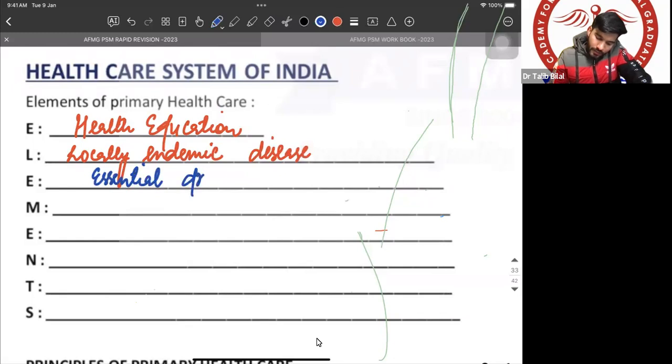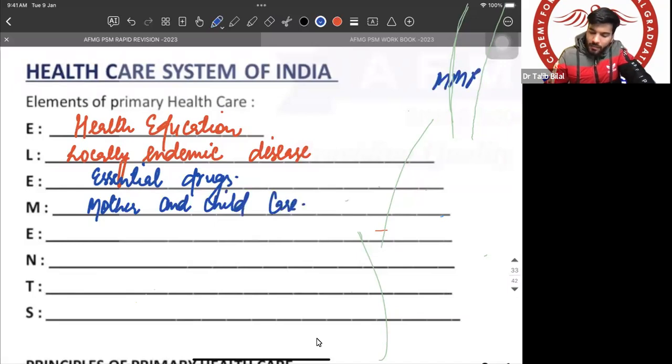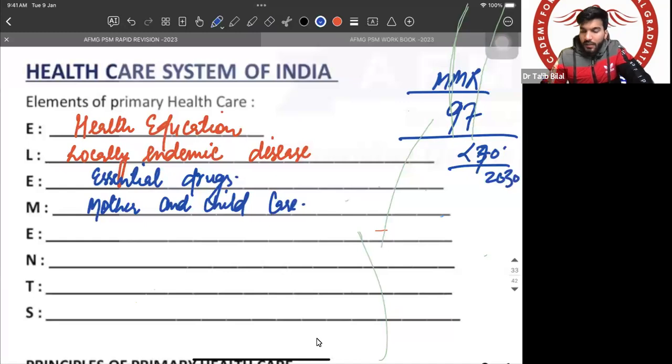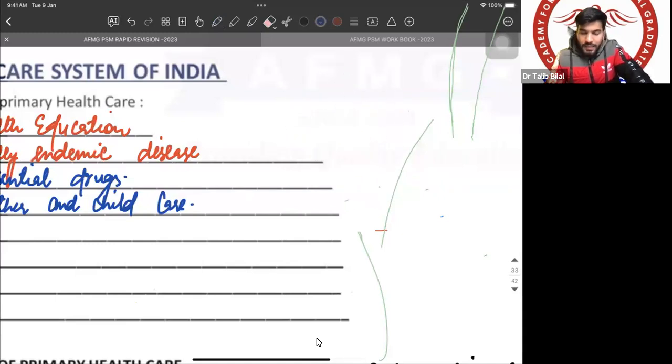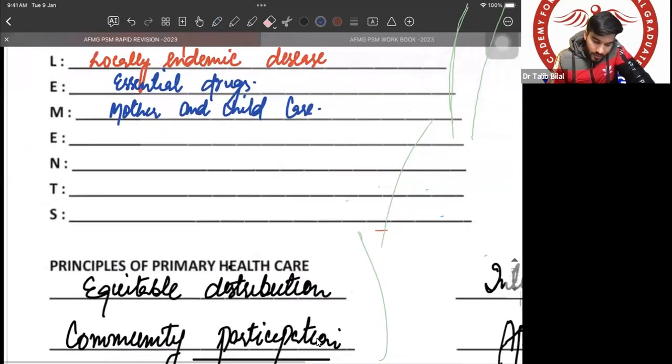E for essential drugs. M for mother and child care. What is it? MMR currently, guys? Remember, MMR currently is 97, but the goal is less than 70 as per 2030. Remember this. This was a question this time, guys. As per SDG goal 2030, what should be MMR, guys? Less than 70, but the current MMR is 97. Mother and child care.